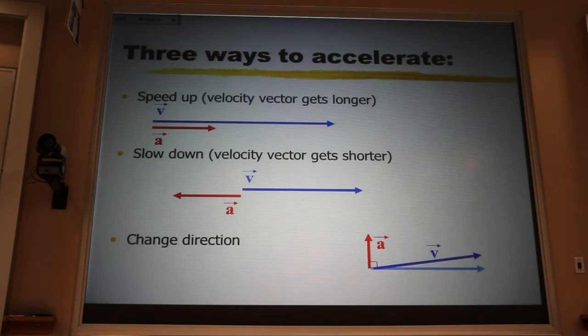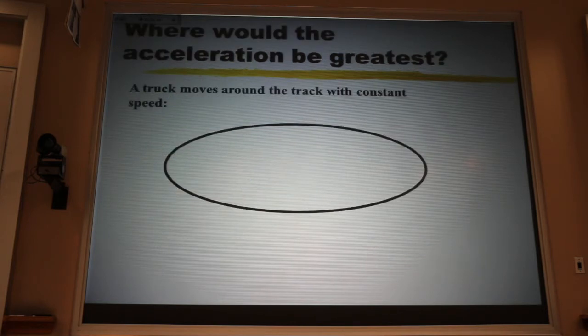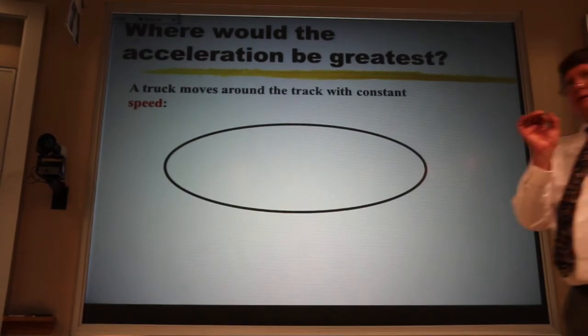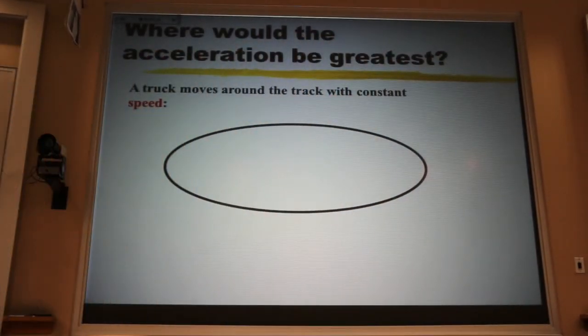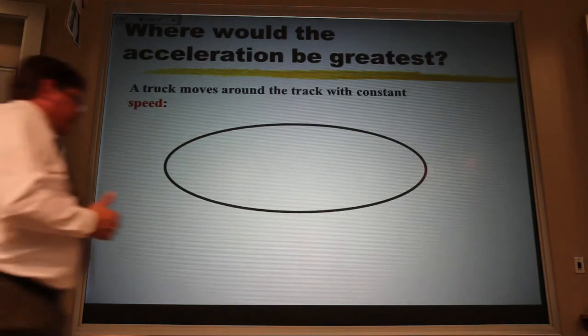Now suppose I have a truck going around an elliptical track at constant speed. And you notice that I emphasize that word speed. It can't be velocity. I can't go around that track with constant velocity. Why not? Velocity has direction. You can't go around a corner with constant velocity.